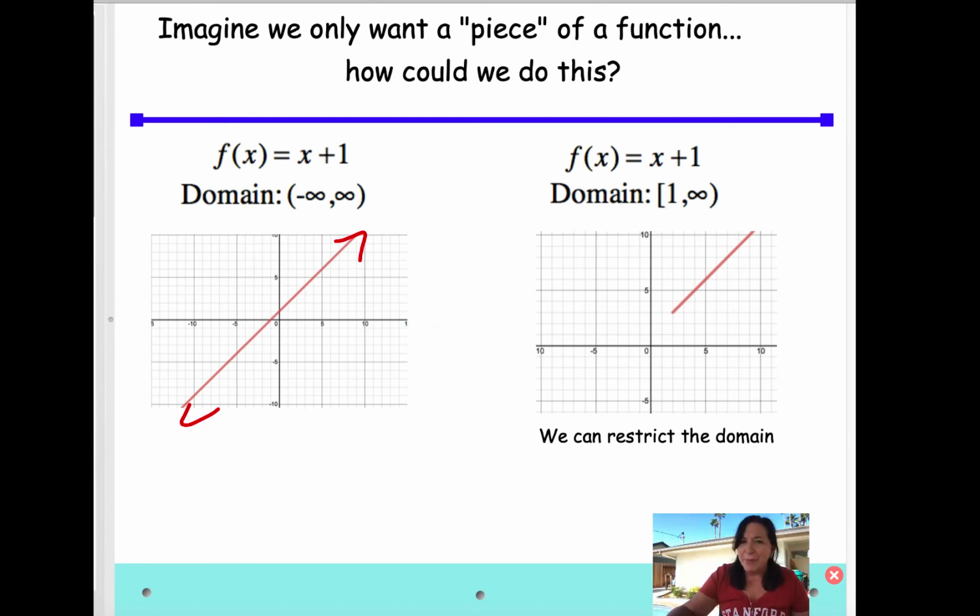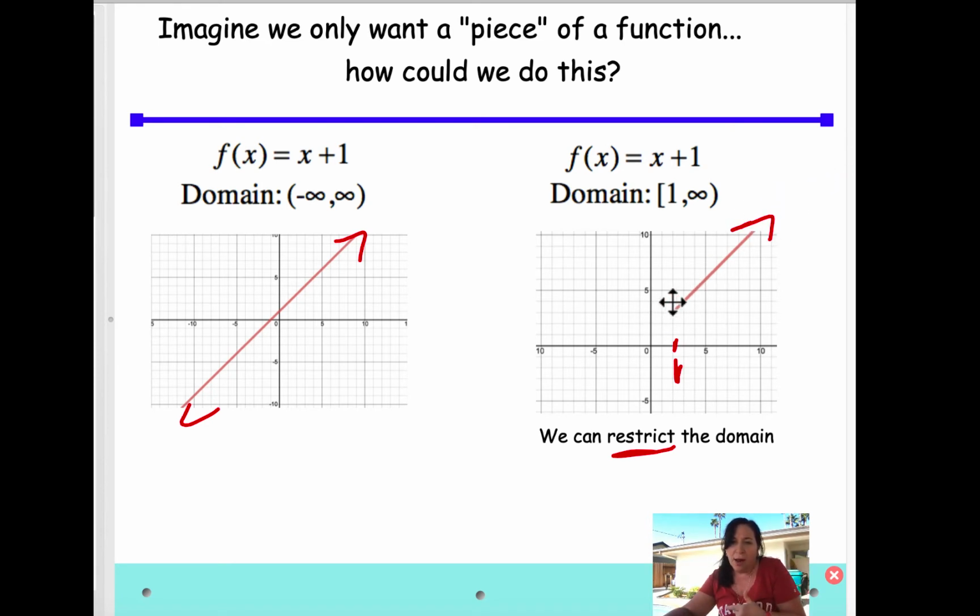So what would happen then, right, is I would change my domain. I would have a restriction, or what we call a constraint. Some people call it a restriction and some people call it a constraint. So if my constraint says, I only want you to go from 1, let's say that's 1, to infinity.